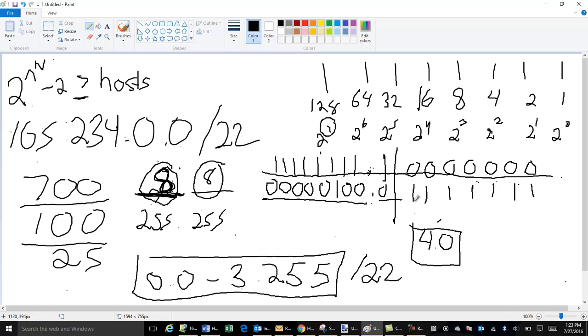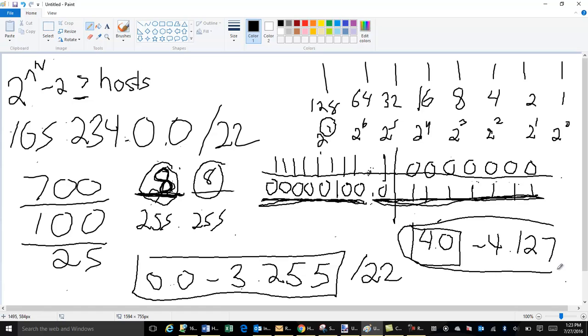Now I ask myself, what's this number? Well, here's 4 dot, right here is 127. So my second range for what the 100 host requirement is 4.0 through 4.127.